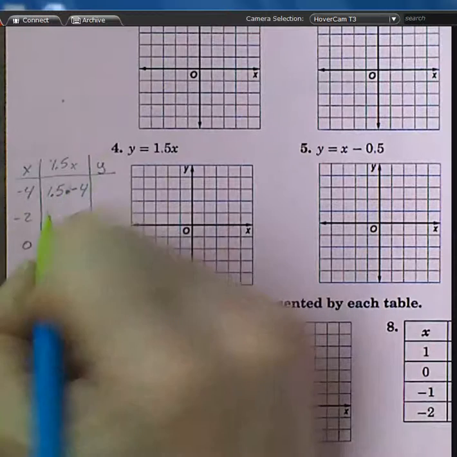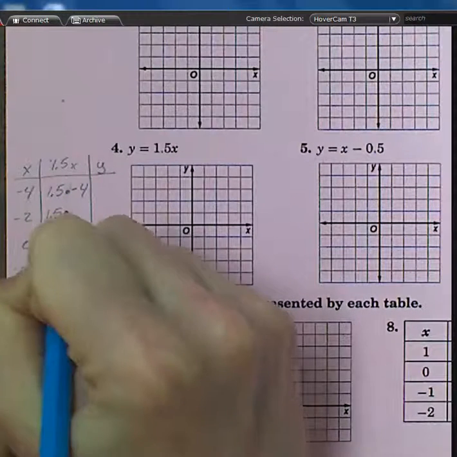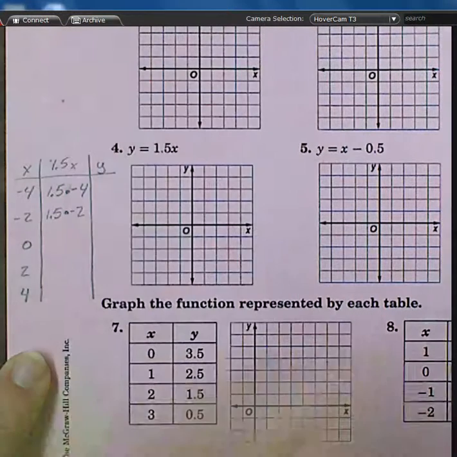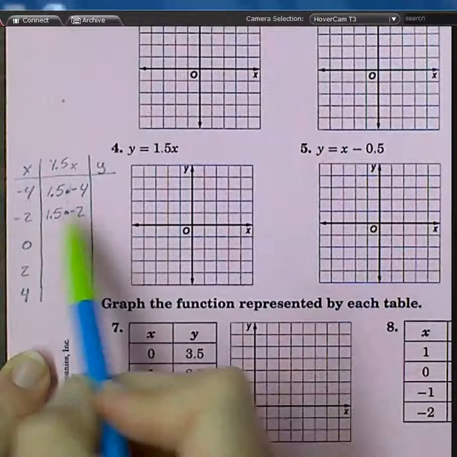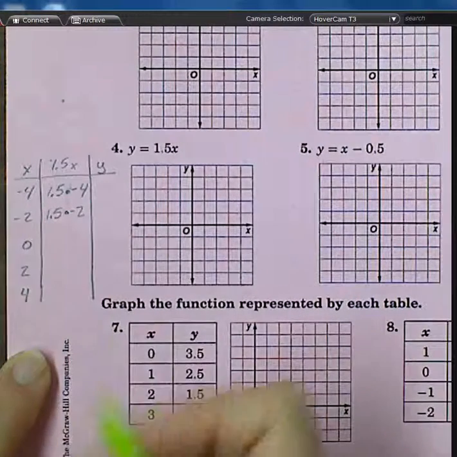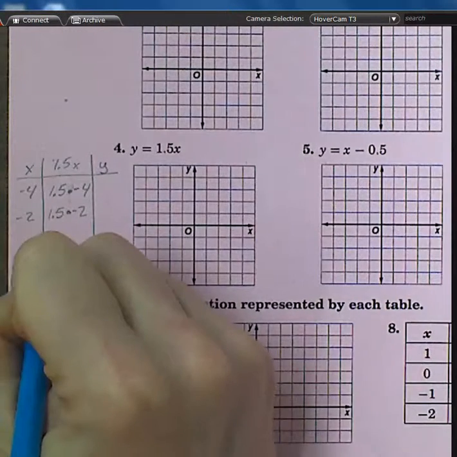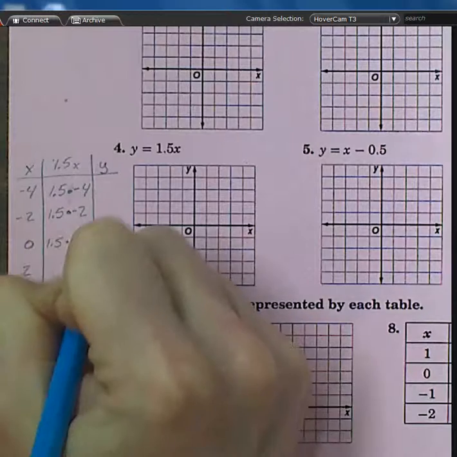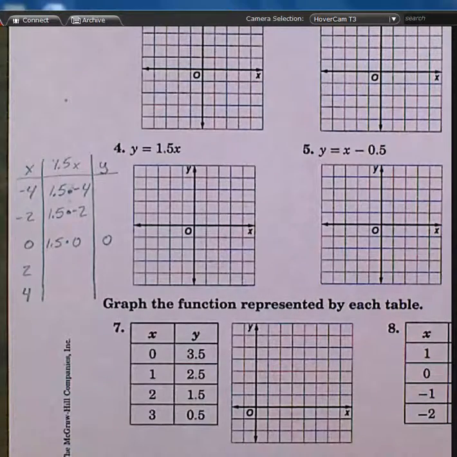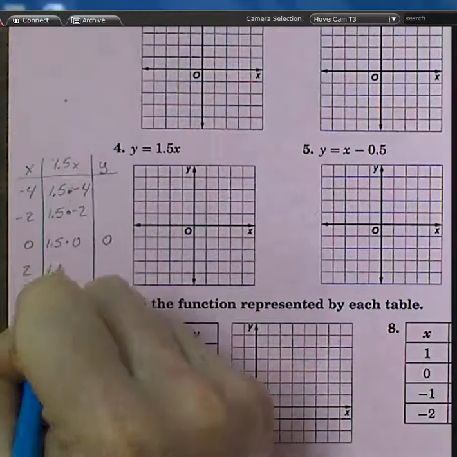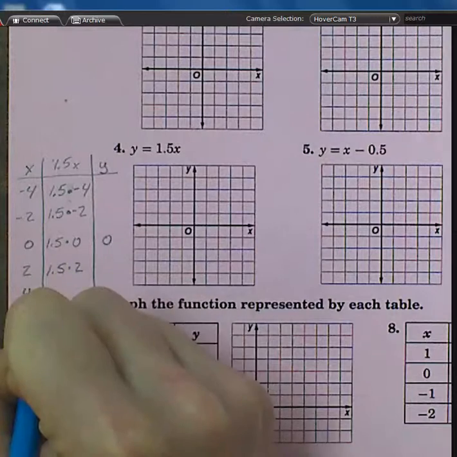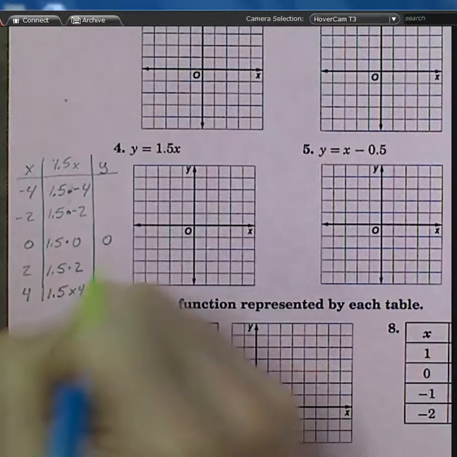Can you put 1.5? 1.5 times -2, and you could write 1.5. You have to write the whole thing out though. Does that make sense? 1.5 times 0. I love that one. That one's 0. I'm just going to fill that one in automatically. 1.5 times 2 and 1.5 times 4.